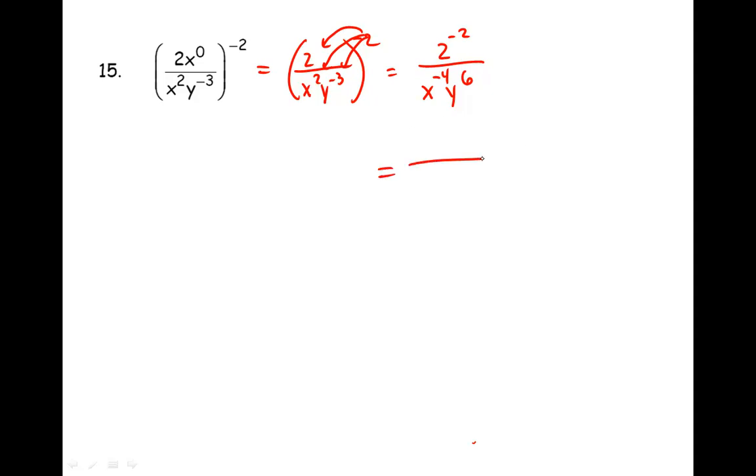So this 2 to the negative 2 is going to go to the bottom. The x to the negative 4 has to move up to the top. And the y to the 6th is going to stay on the bottom.